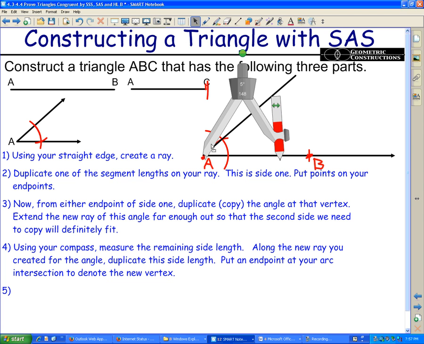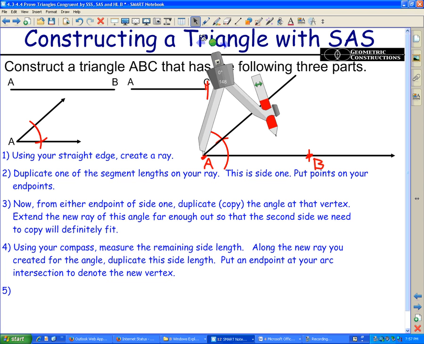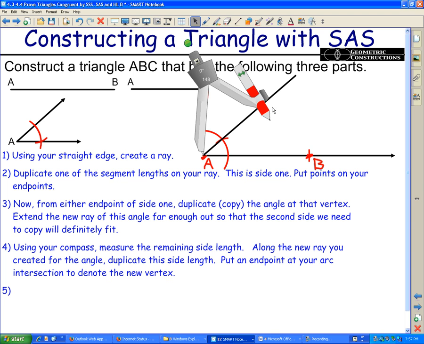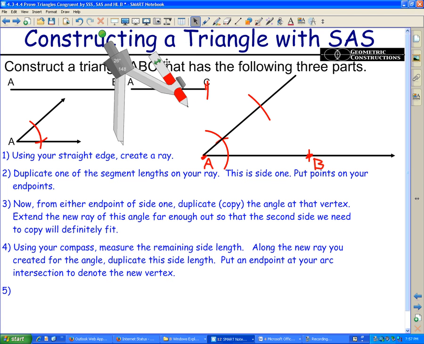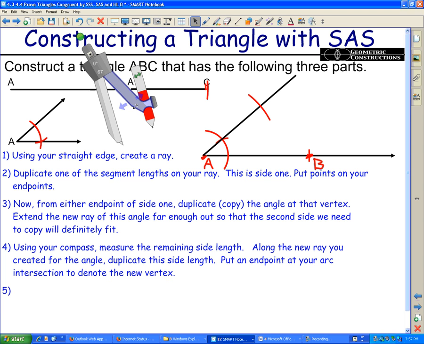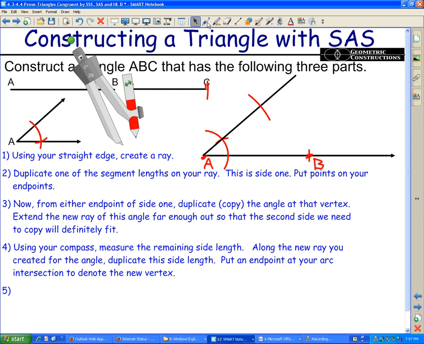I'm going to take that distance to vertex A, and we're going to mark up the new ray, not the old ray. We already have a side there. We don't need a side there, but up the new ray, and that creates a new point right there that we're going to call vertex C.